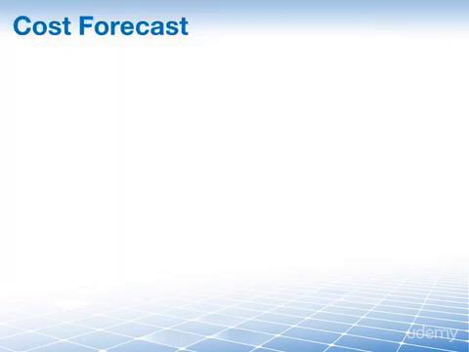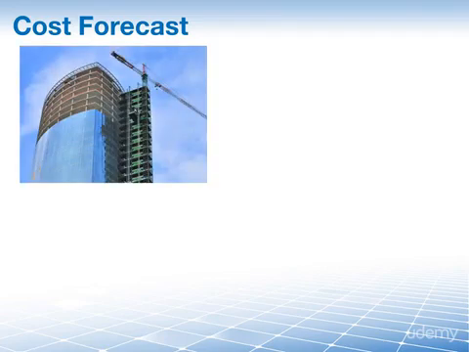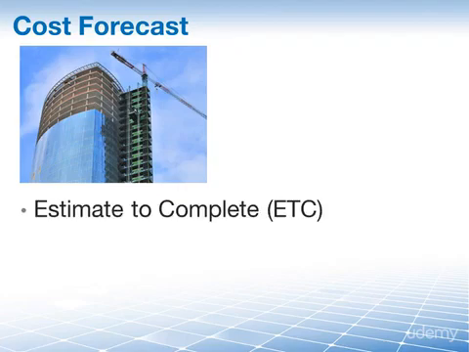With respect to cost forecasts, well, we want to know how much over or under our budget we will be by the end of the project. We'd like to know early enough whether or not we can have the project completed within budget. This is called the estimate to complete, the ETC. According to the PMBOK guide, estimate to complete is the expected cost to finish all the remaining project work.